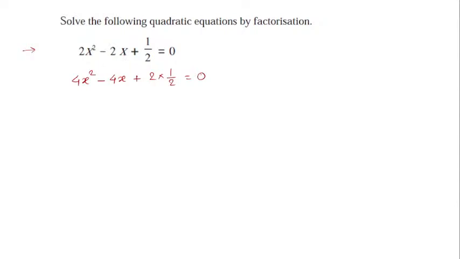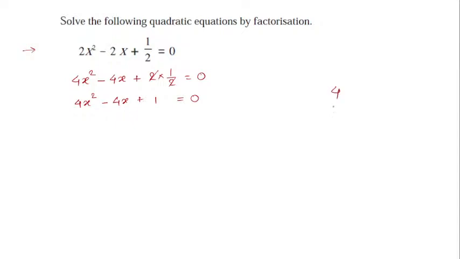Now for the last term, 2 will get cancelled. So we have the equation 4x square minus 4x plus 1 is equal to 0. Now we have the proper quadratic equation in the general form, ax square plus bx plus c is equal to 0. Now we have the product of 4 and 1, that's 4.